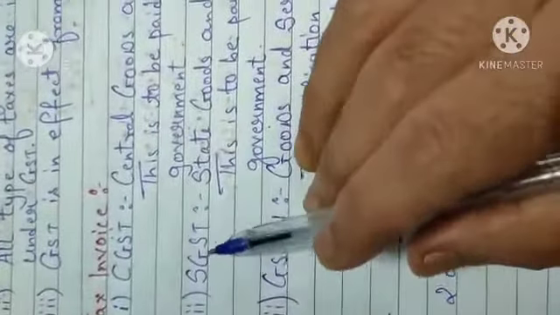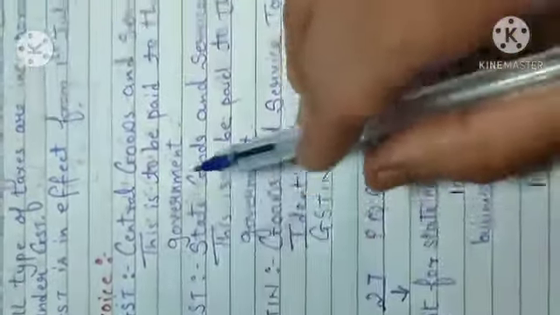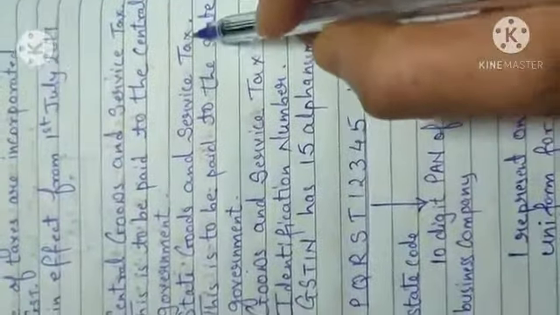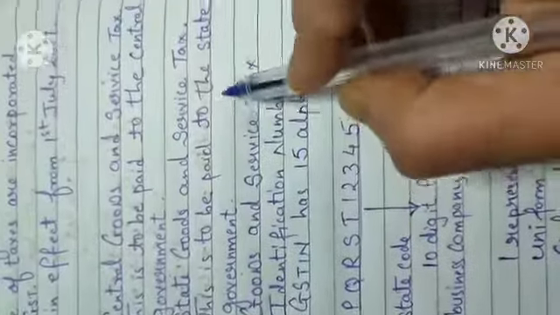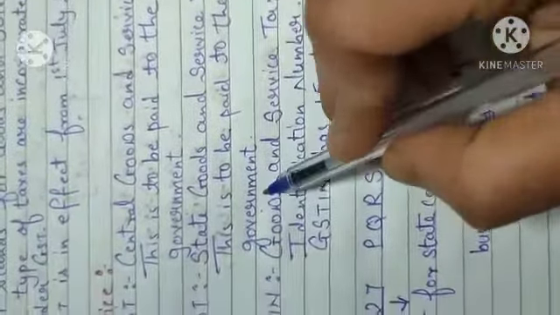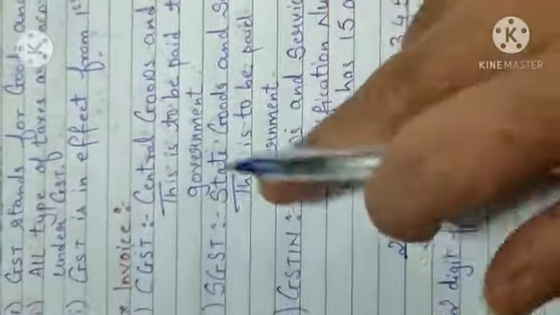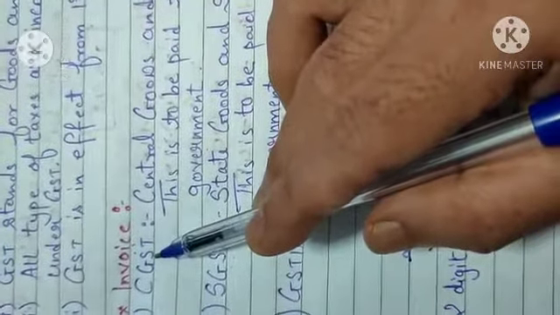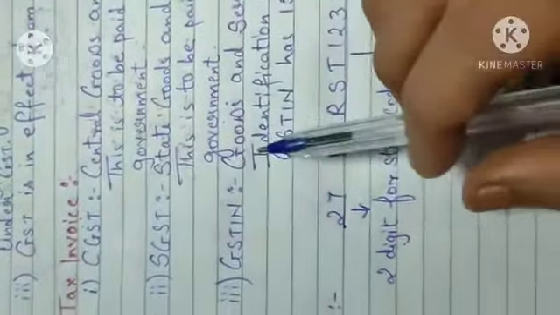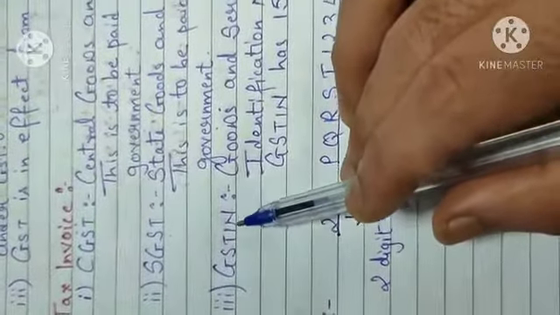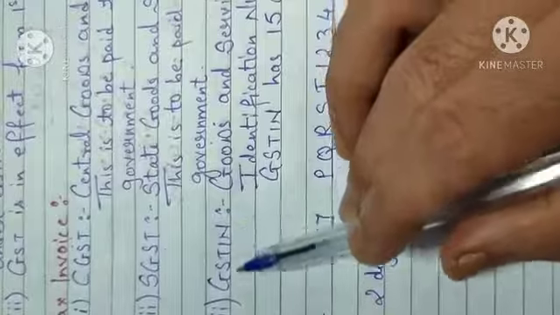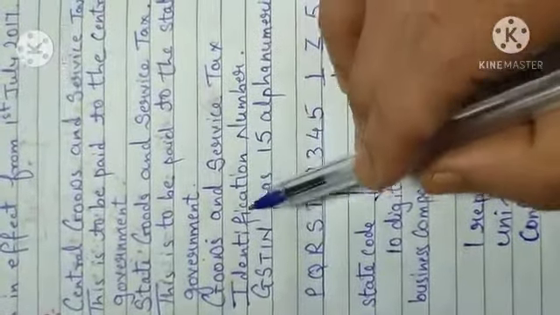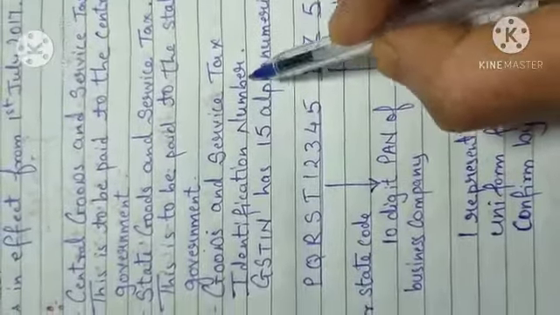Second is SGST, where SGST stands for State Goods and Service Tax. This is to be paid to the state government. So 50% of GST will go to the state government and 50% will go to the central government. Third is GSTIN. GSTIN stands for Goods and Service Tax Identification Number.